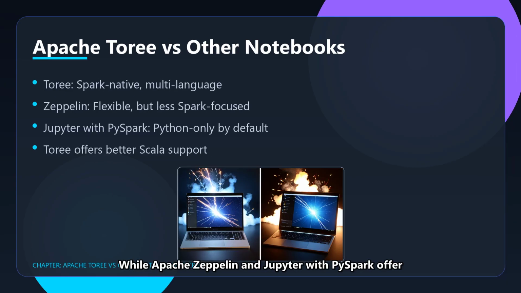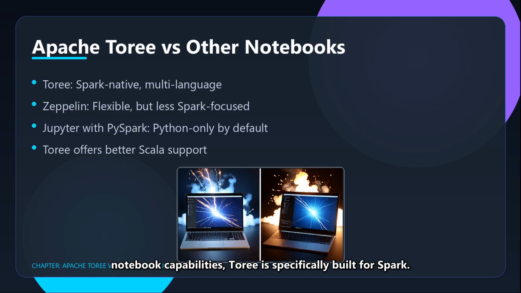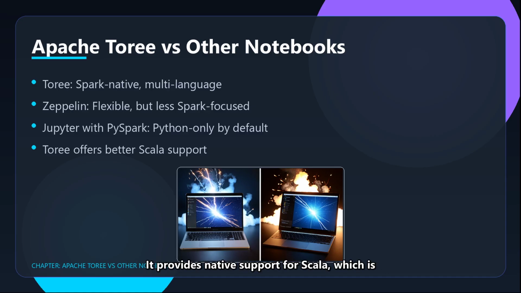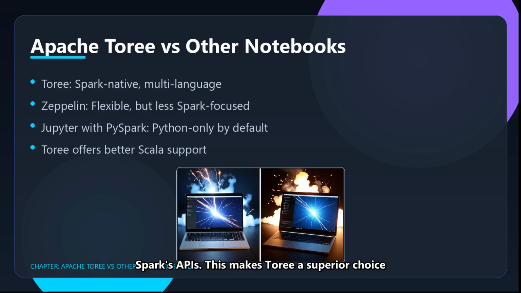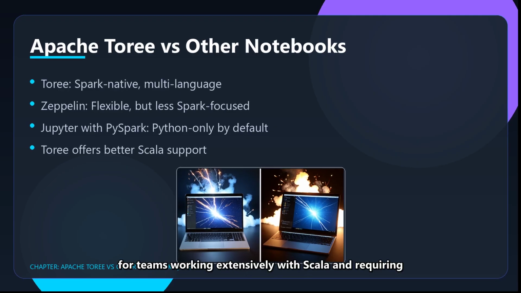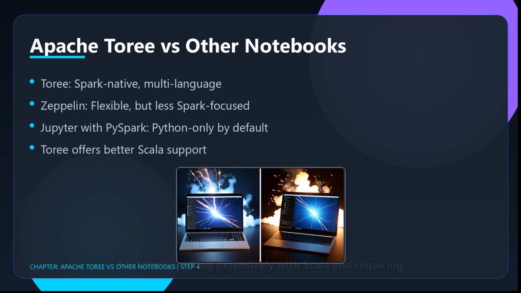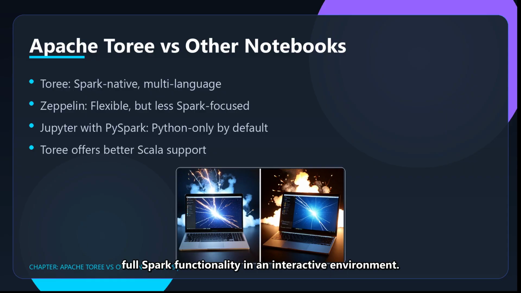While Apache Zeppelin and Jupyter with PySpark offer notebook capabilities, Toree is specifically built for Spark. It provides native support for Scala, which is Spark's primary language, and integrates more deeply with Spark's APIs. This makes Toree a superior choice for teams working extensively with Scala and requiring full Spark functionality in an interactive environment.